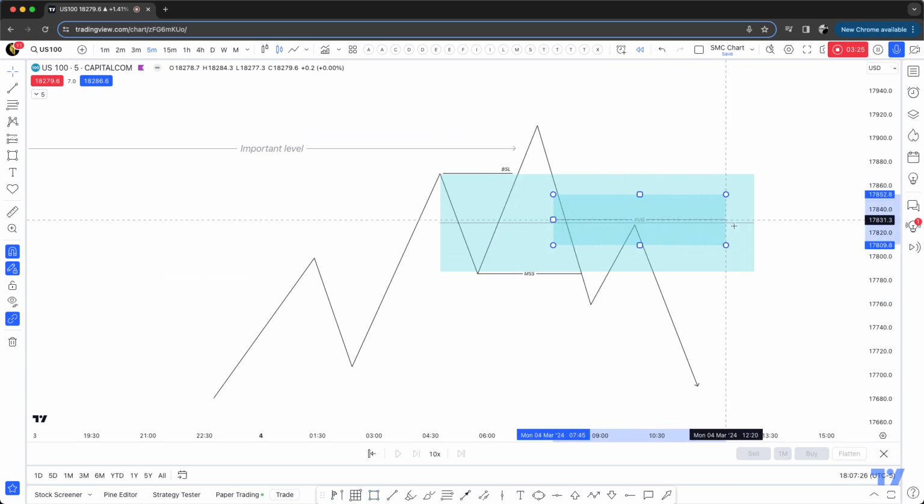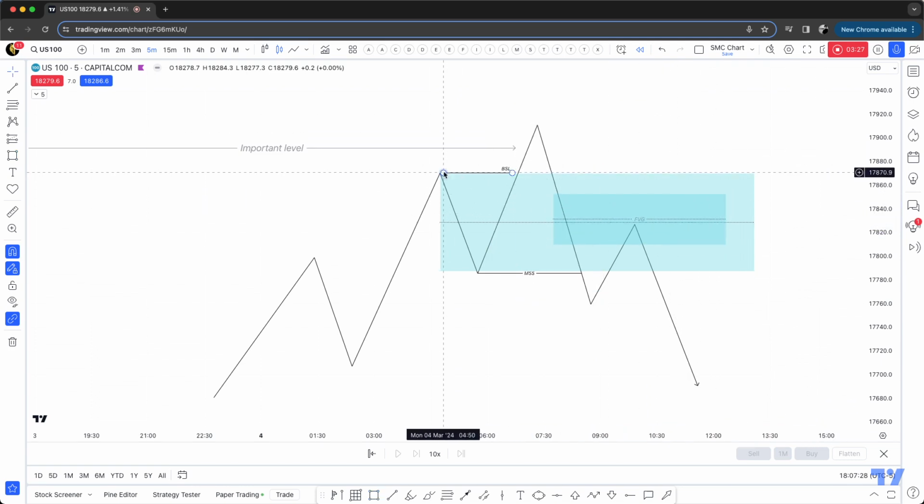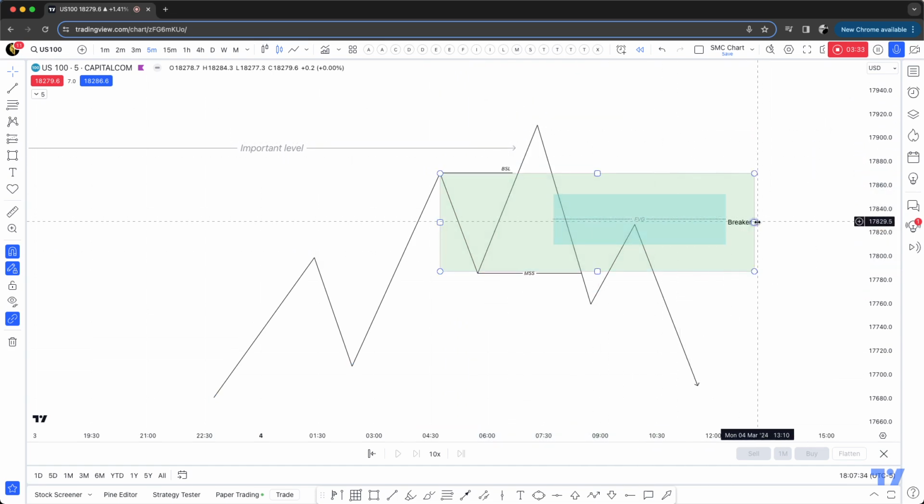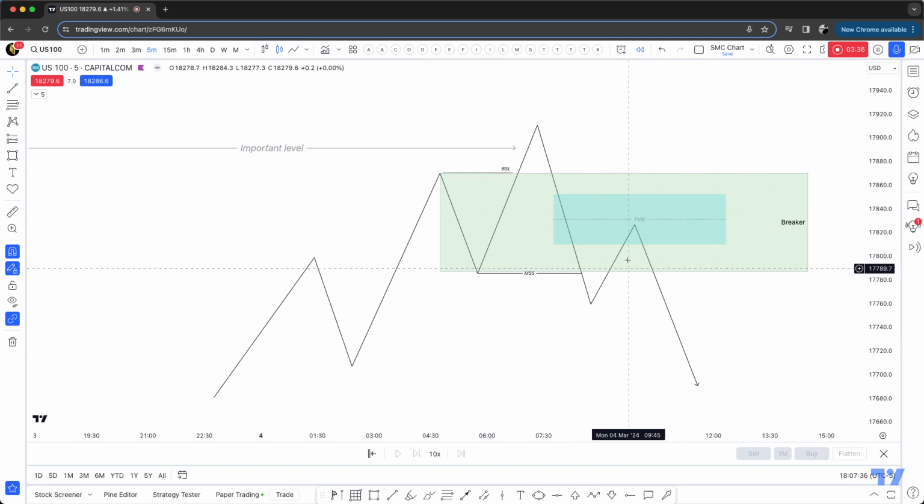So whenever we have a breaker block, and on top of the breaker block, we see in this displacement to the downside, we spot a fair value gap. So we have them on top of each other: we see the breaker block first, and then on top of the breaker block, we actually see a fair value gap. This is a unicorn, okay?